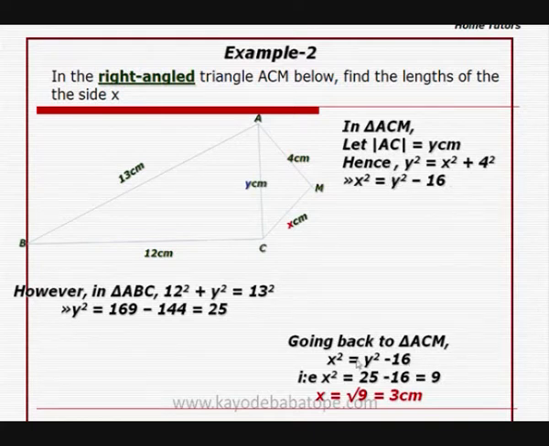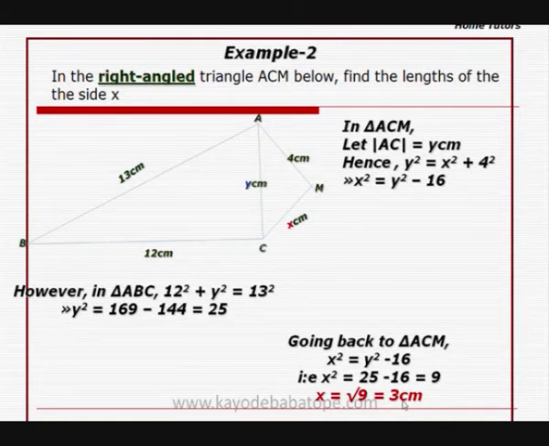And that is what we are doing here exactly. So, x squared equals y squared minus 16. But y squared has been calculated to be equal to 25. Therefore, x squared equals 25 minus 16, which is equal to 9. And that gives us x equals square root of 9, which will give us 3. I do hope you understand that.